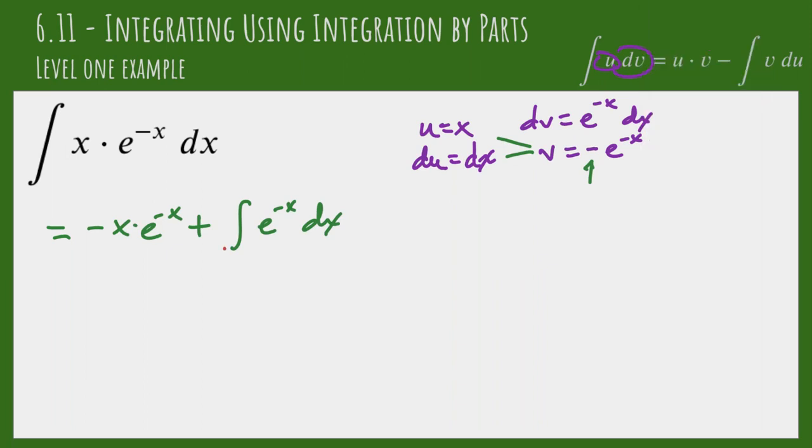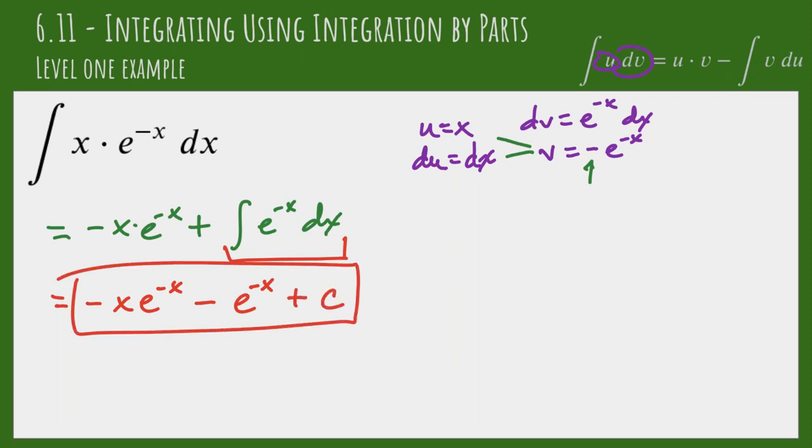So now we want to evaluate this antiderivative here. So we keep the first part of the expression the same. The antiderivative of e to the negative x is e to the negative x times negative 1, so minus e to the negative x plus c, and there's your answer.